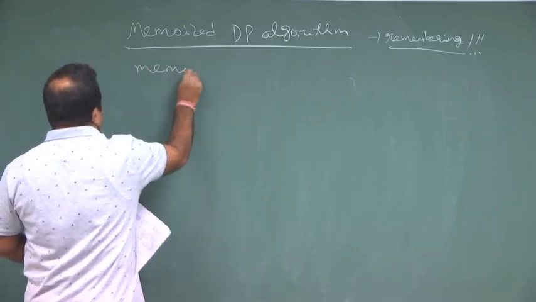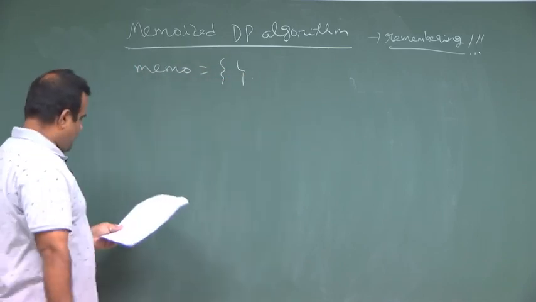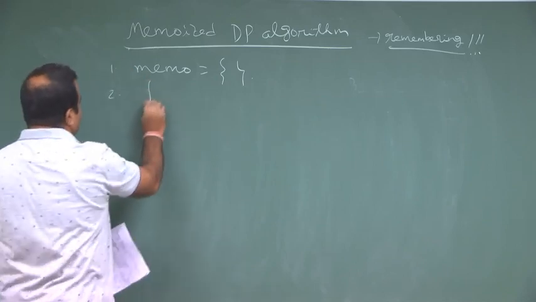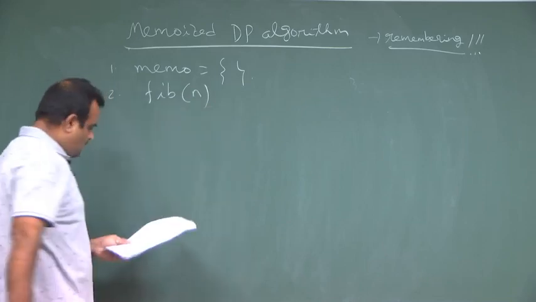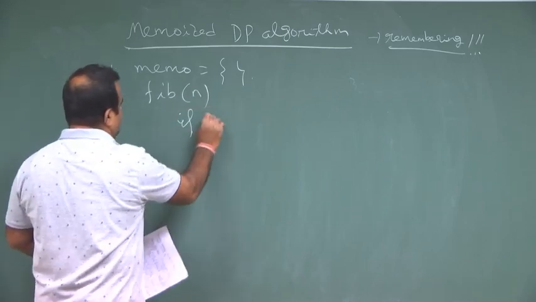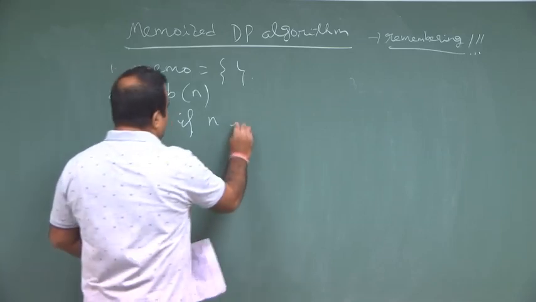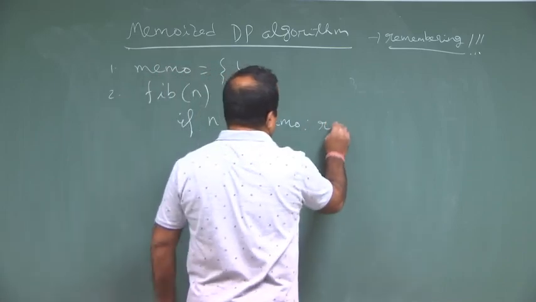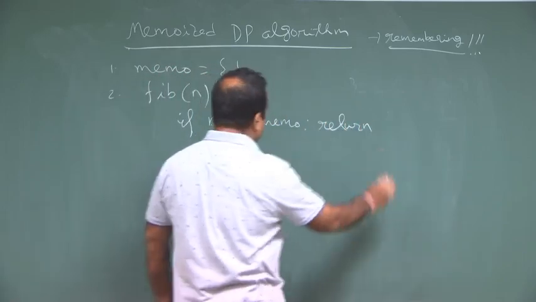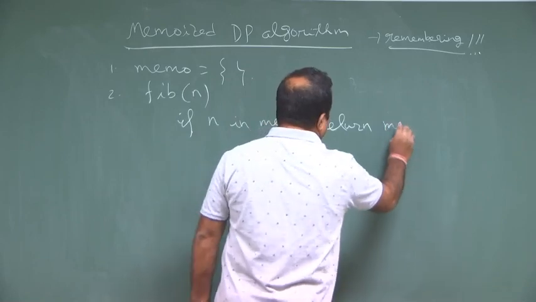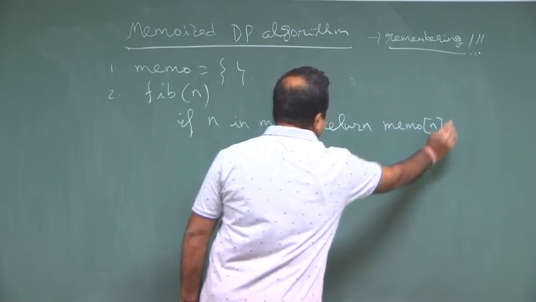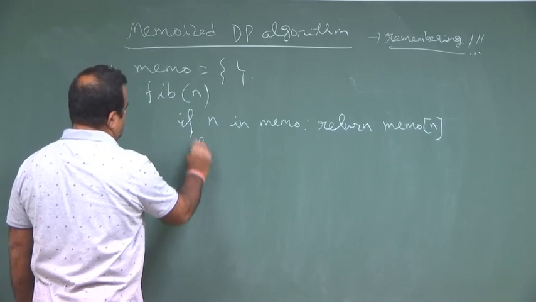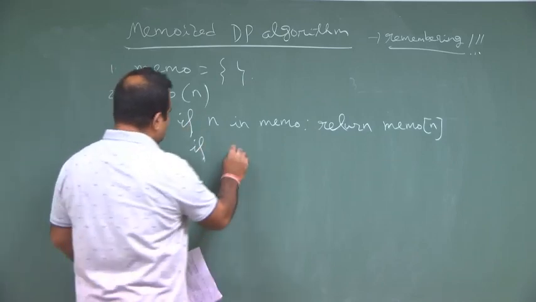So, suppose this is our dictionary which is empty initially, and say this is the code, and now we are computing fib of n. Now, if n is in memo, then we return memo n. So, this is just a kind of table lookup we do. Else, the code is similar to earlier, this is the recursive call.